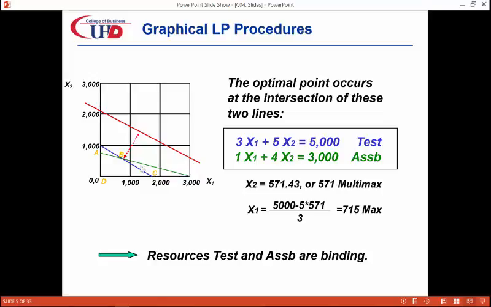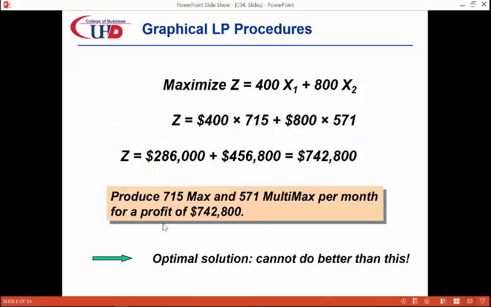use up both the testing and the assembly resources, so it can be solved through the two resource constraint equations. Once the optimal production plan is known, we plug it back into the objective function, and we can calculate the best possible profit.